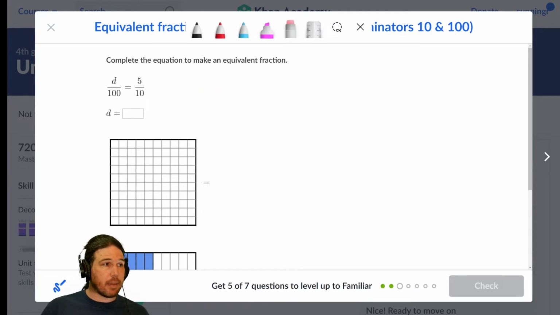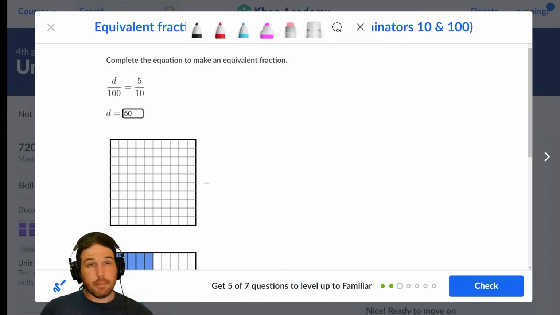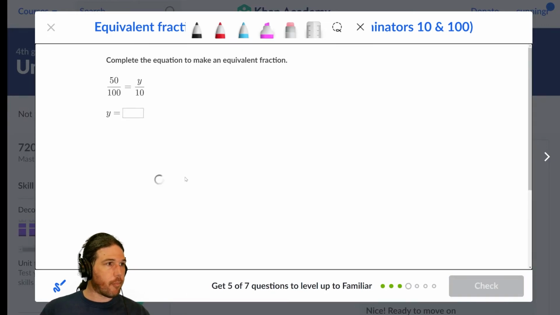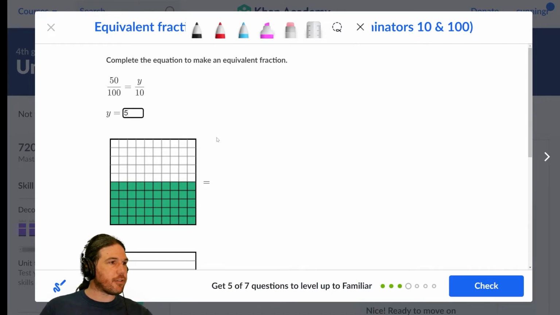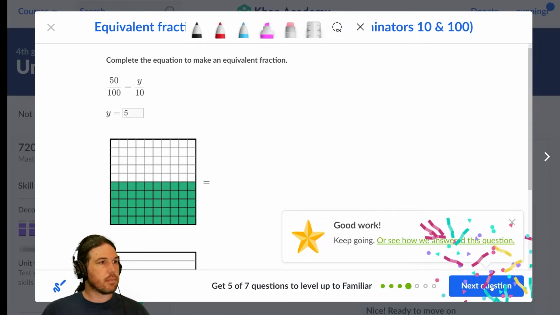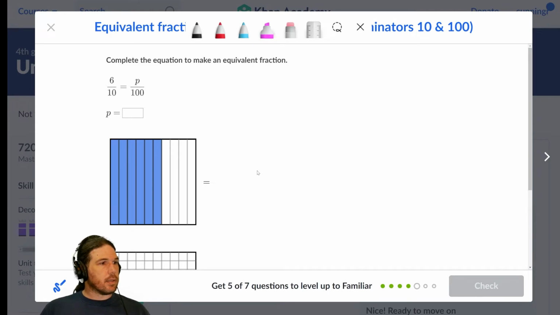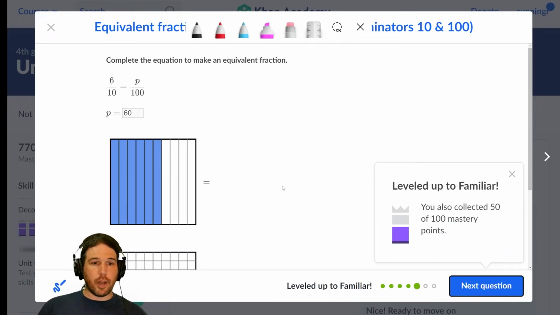5/10 is the same as 50 over 100. And vice versa. 50 hundredths is the same as 5 tenths. 6 over 10. Again, if I were to take these 1, 2, 3, 4, 5, 6 strips and cut each one into 10, 4, 5, 6, 7, 8, 9, 10, then that gets me to 60 out of 100.